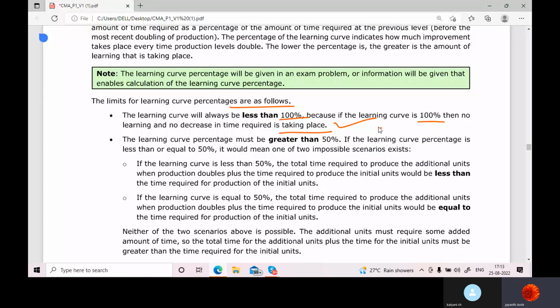required. So it is always less than 100%. So scope of learning is there, and no decrease in time required is taking place, because already you have learned everything. Now, with more and more time you spend, you come to that level where the time should decrease. Okay. So learning curve percentage must be greater than 50%.